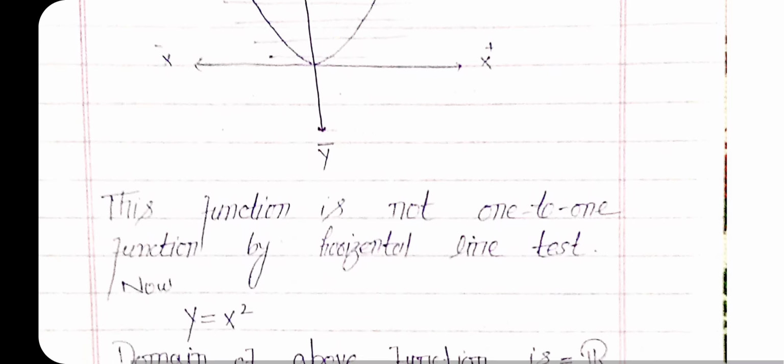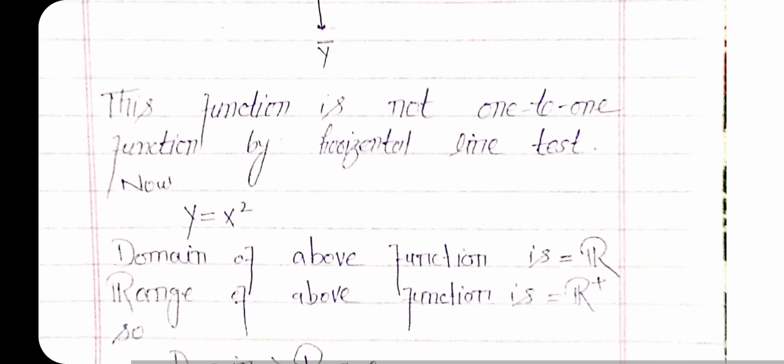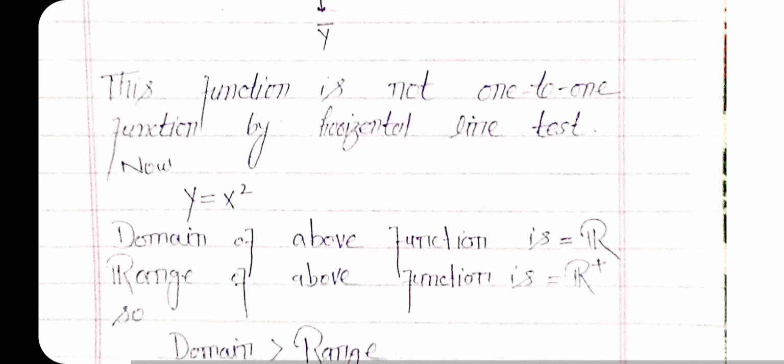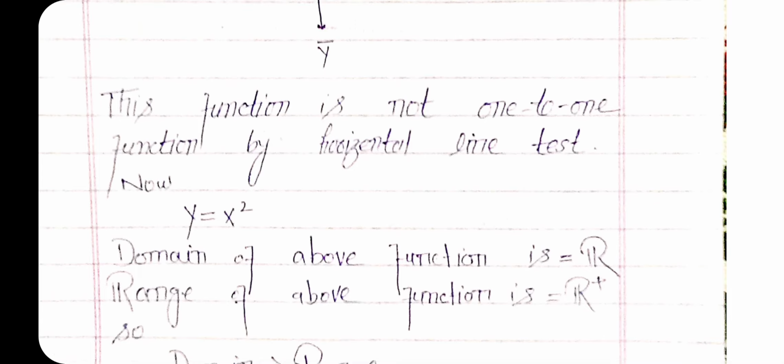This is not a one-to-one function by the horizontal line test. Now we are going to check it by using the above remark. Here we can see that the domain of this function is the set of real numbers, and the range of this function is actually the set of positive real numbers including 0.